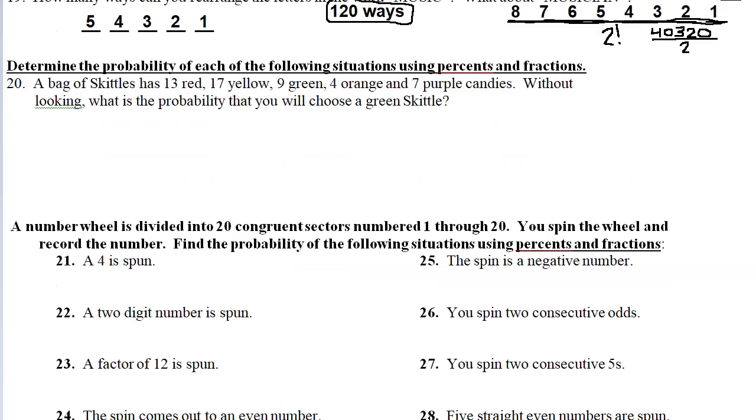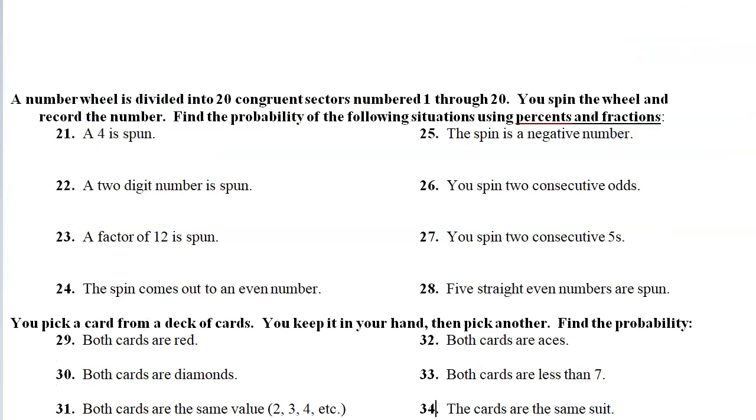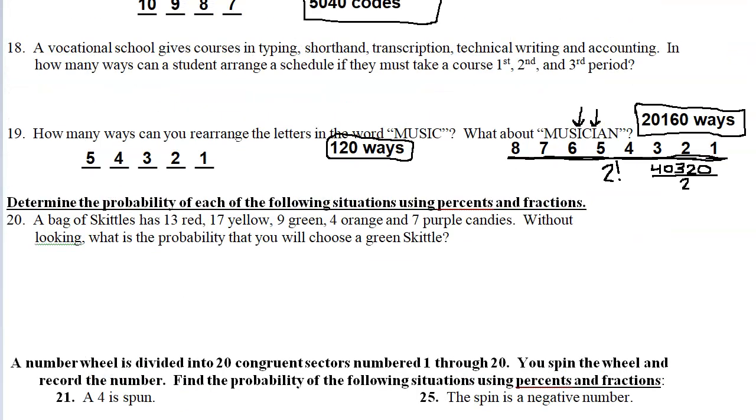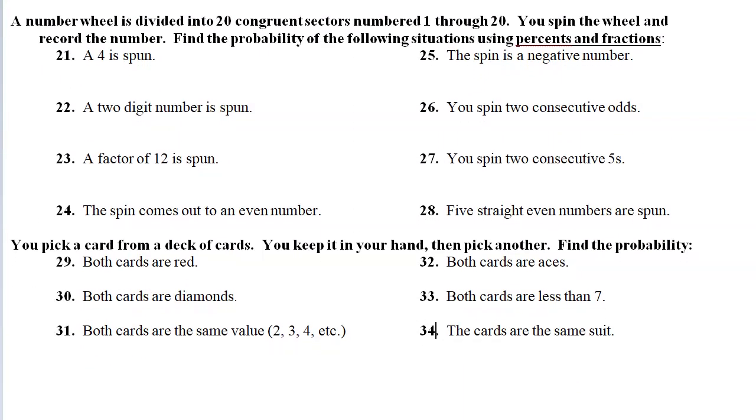So, all right, let's do the last odds that we're going to do. It's going to be from 21 to 33 here. We'll do the odds. What is the probability that a 4 is spun on a number wheel that's divided into 20 sections? Well, if there are 20 sections, there's only a 1 in 20 chance that you are going to choose a 4. 1 out of 20 is the same as 5%.